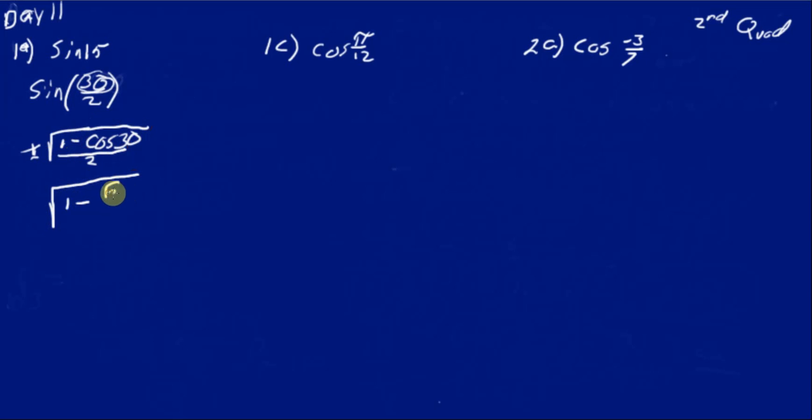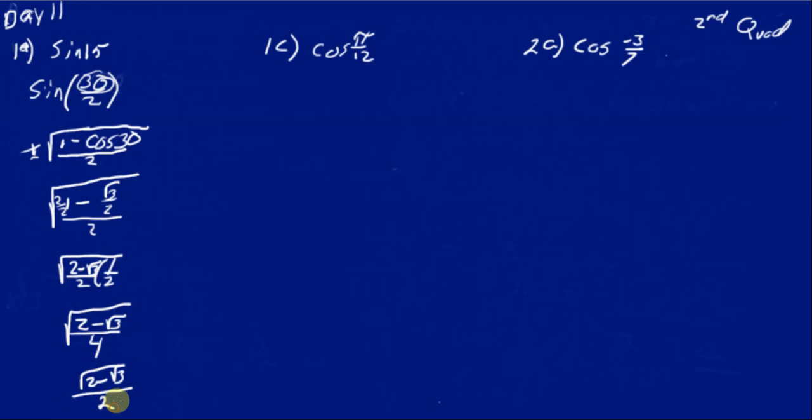Since it's a plus, we're just going to leave it as positive 1 minus the cosine of 30. Well, the cosine of 30 is root 3 over 2, and that's going to be divided by 2. Adding the numerator, I need to make a common denominator. So we get the square root of 2 minus root 3 all over 2. And that whole thing is divided by this 2, so I'm going to multiply by 1/2. It gives me the square root of 2 minus root 3 divided by 4, and the denominator I take the square root of, and it becomes the square root of 2 minus root 3 all over 2.